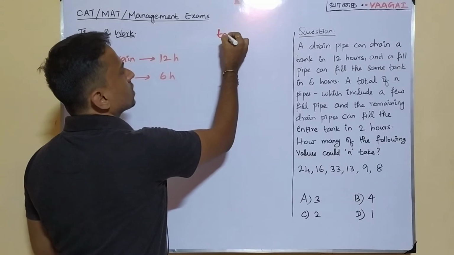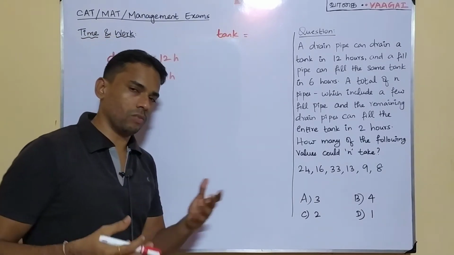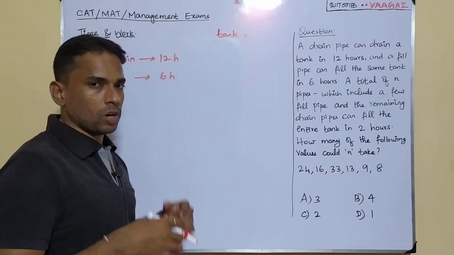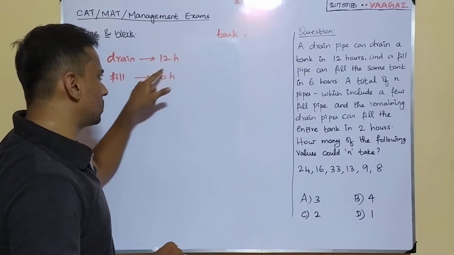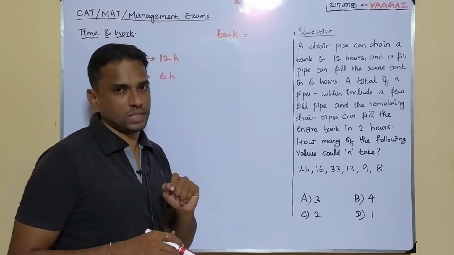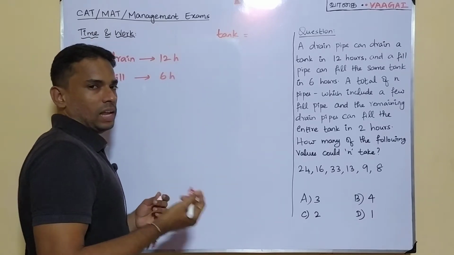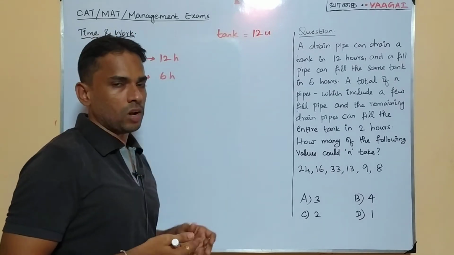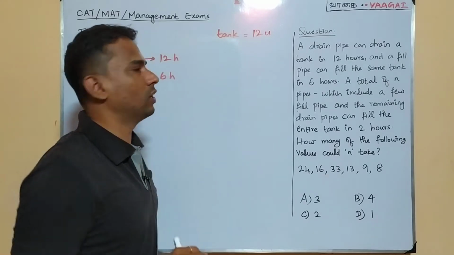So we'll take the tank's capacity to be how many units? We'll go for the unitary method itself. Usually whenever we have the time taken, we'll go for units only. So here also let's go for units. We have 12 hours and 6 hours, so we can go for the LCM of 12 and 6. That means we can go for 12 itself, because 12 is the LCM of 12 and 6. So we'll take 12 units. This is going to be the capacity of the tank, or the units that should be filled.